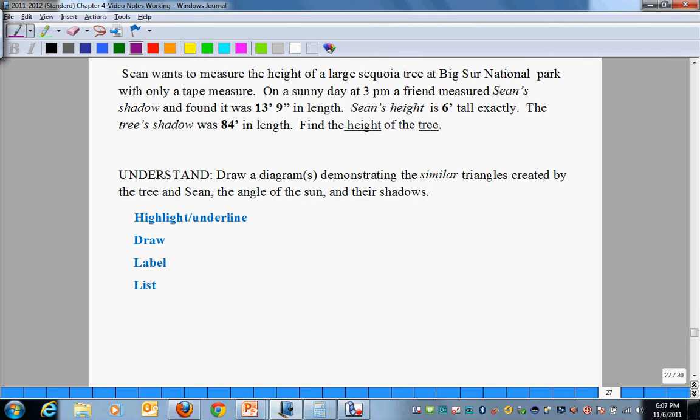We're going to read this problem, and I'd like you to highlight or underline key phrases or words. It says, Sean wants to measure the height of a large sequoia tree at Big Sur National Park with only a tape measure. On a sunny day at 3 p.m., a friend measures Sean's shadow, and it is found to be 13 feet 9 inches. Sean's height is 6 feet tall exactly. The tree's shadow is 84 feet in length. Find the height of the tree.